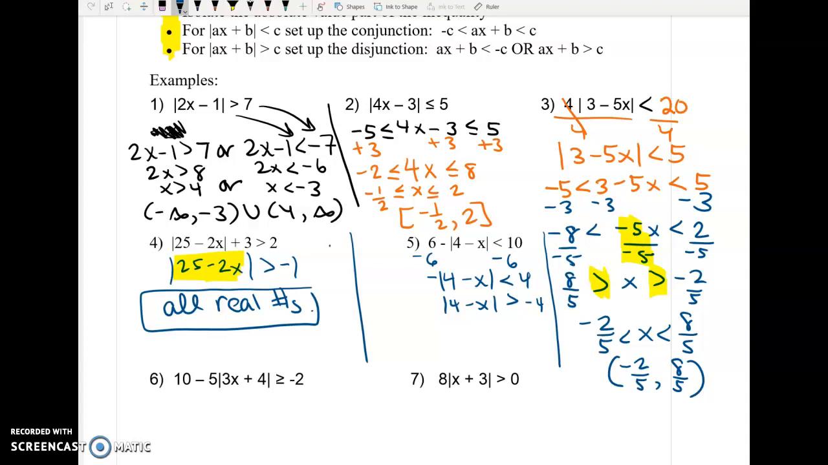Number 5, moving the 6 over and then dividing by negative 1 flips the sign. And now we have the same thing again, absolute value of 4 minus x is greater than negative 4. So this one also is all real numbers.